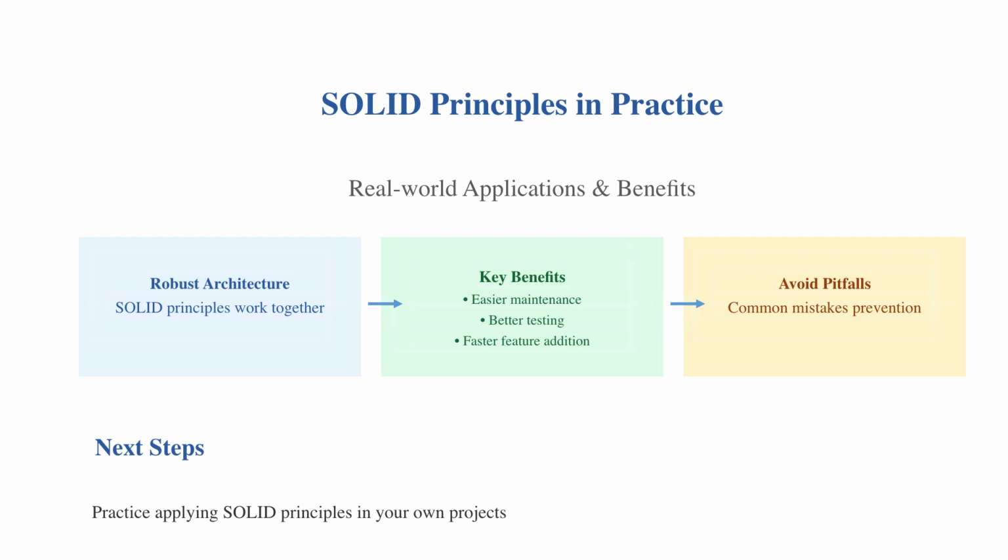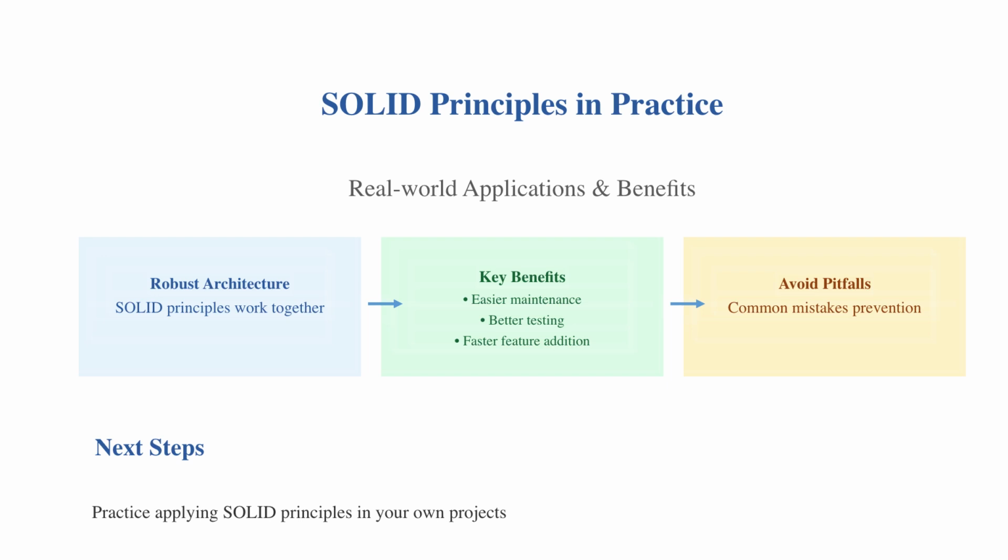When we apply DIP correctly, we achieve loose coupling between our modules, making our code much easier to test through dependency injection, and creating a more flexible architecture that can adapt to changing requirements. This principle ties together beautifully with the interface segregation principle we just covered, creating a robust foundation for maintainable software design.